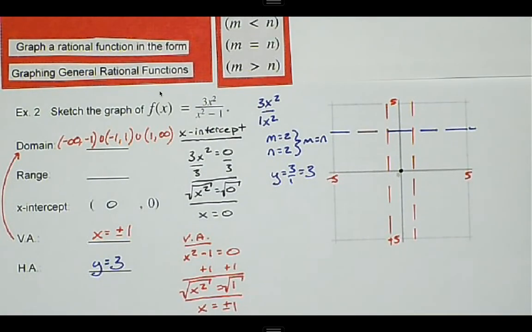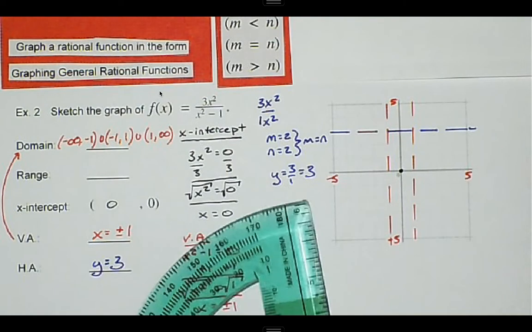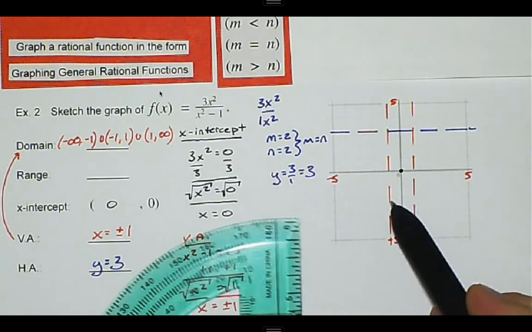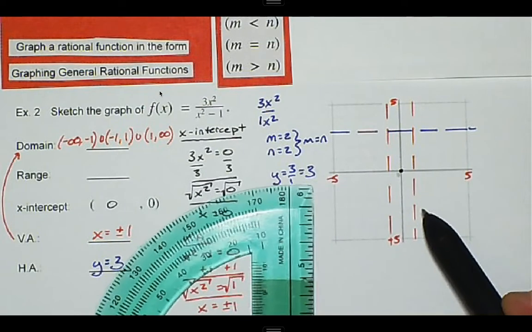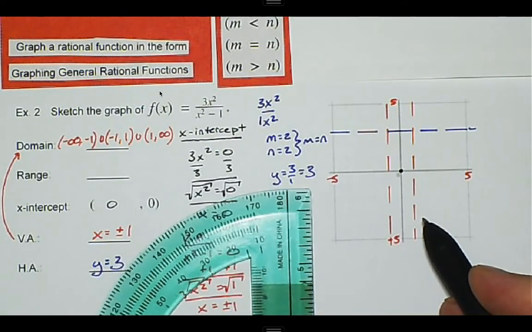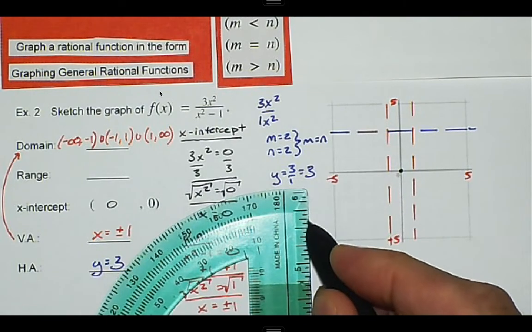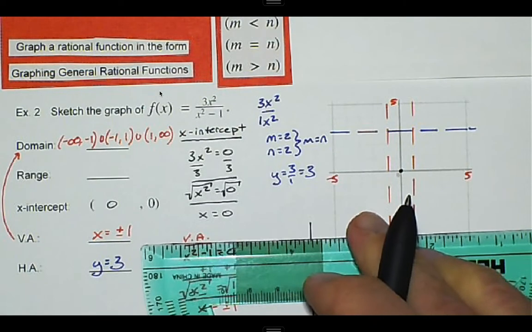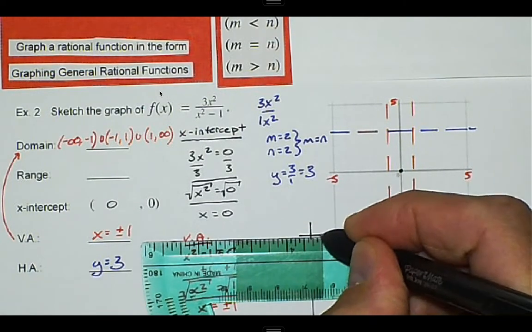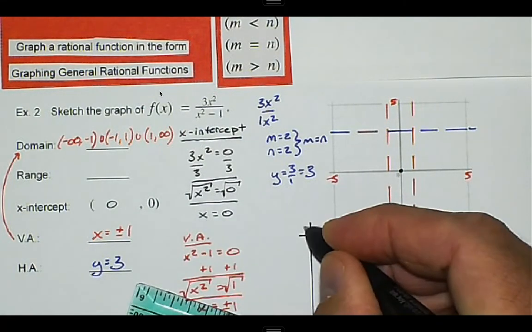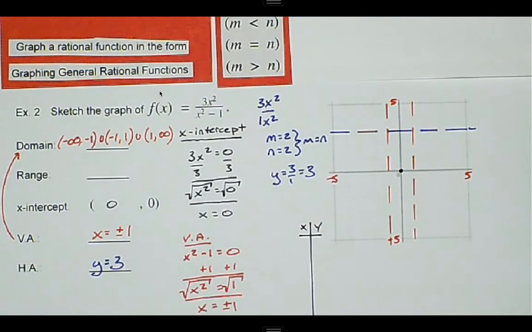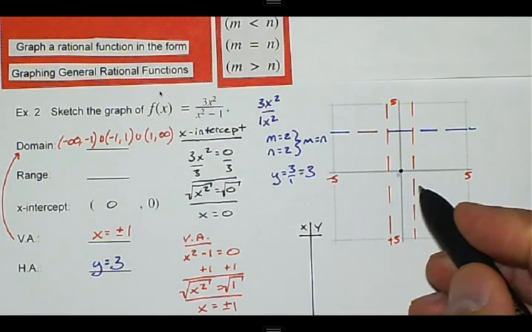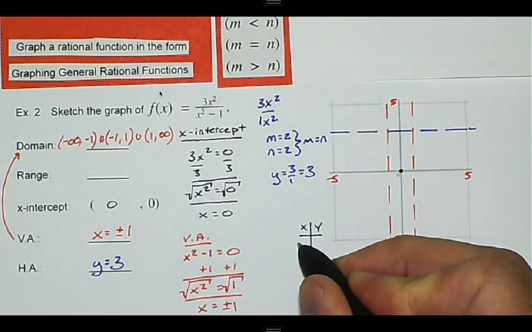Last thing that we have to do is pick out some points that we can graph. When we have vertical asymptotes, we have to pick points on each side of that so that we can get a good understanding of what is happening. So we already have the point (0, 0). Another point that we can pick is 1/2.